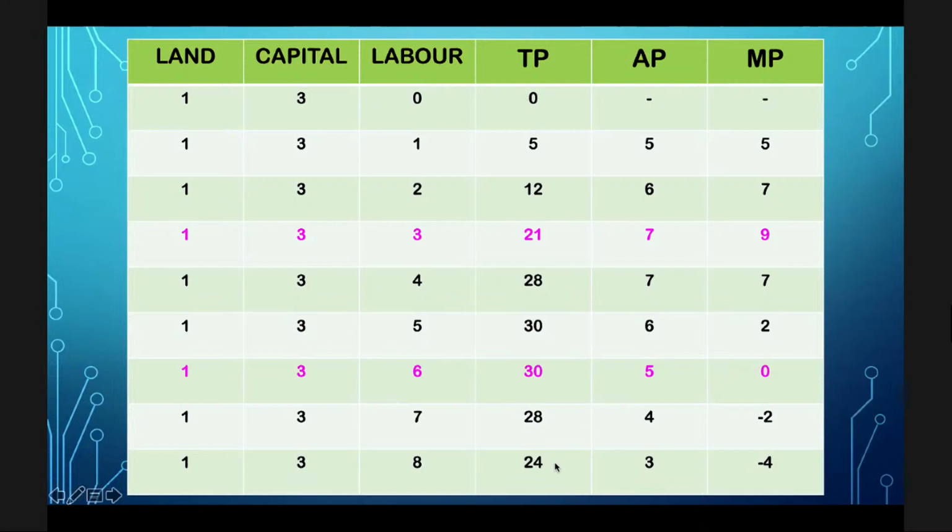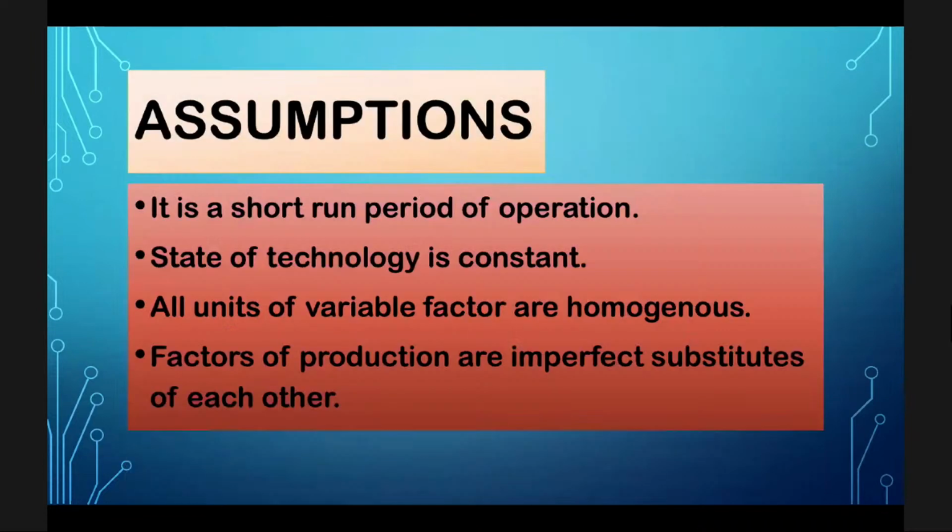This relationship is explained through the law of variable proportion. In this law, we have 3 phases. This law is based on certain assumptions. I've just taken the most important assumption. It is a short run period of operation. Since we are keeping the fixed factors constant and changing only the variable factor, it is a short run production function. It will happen in the short run.